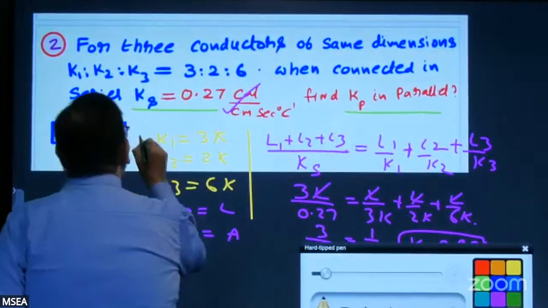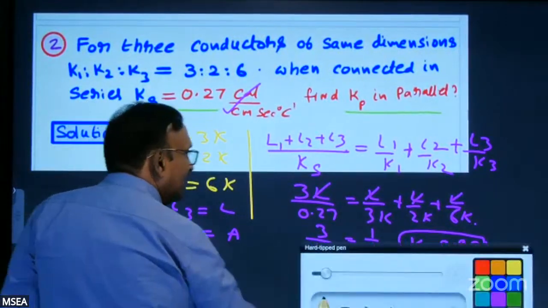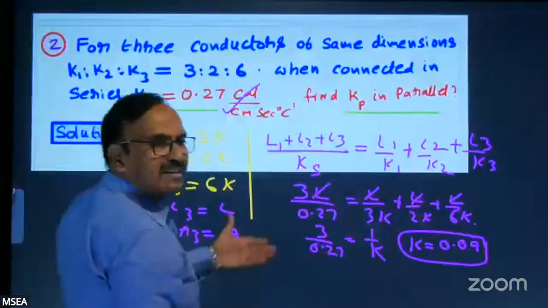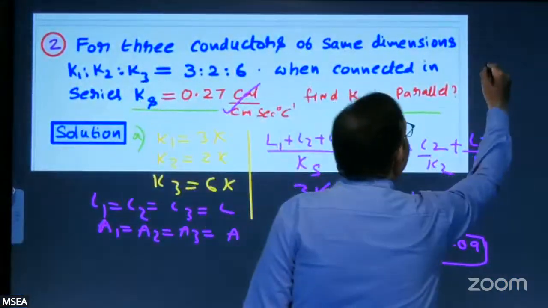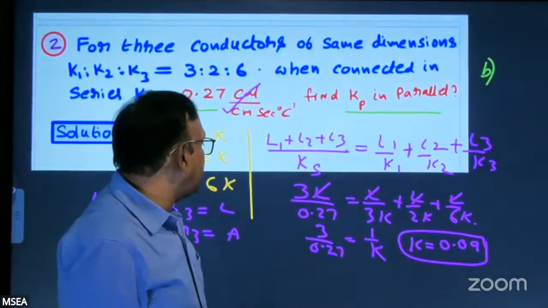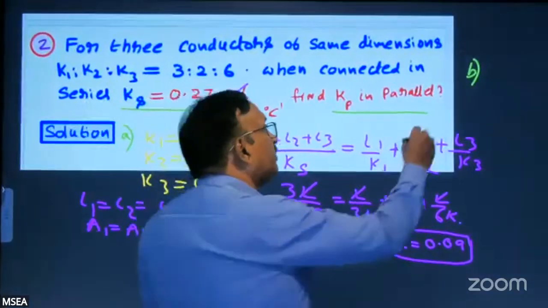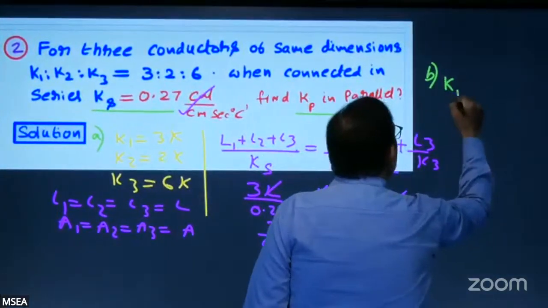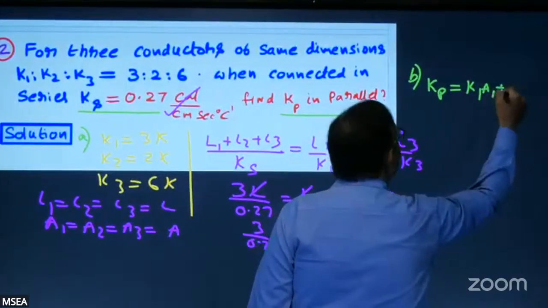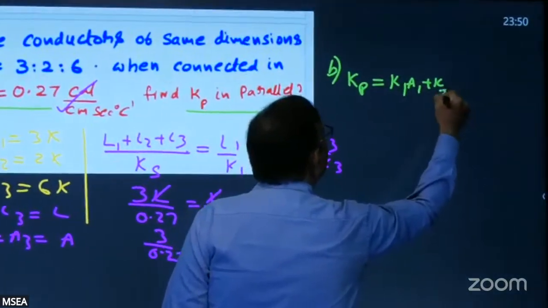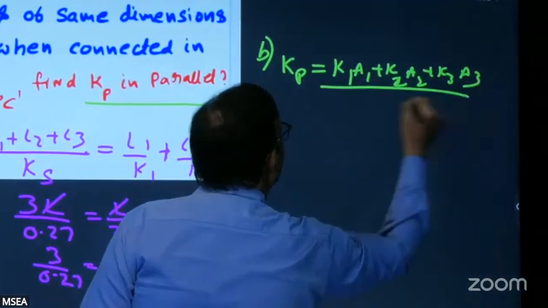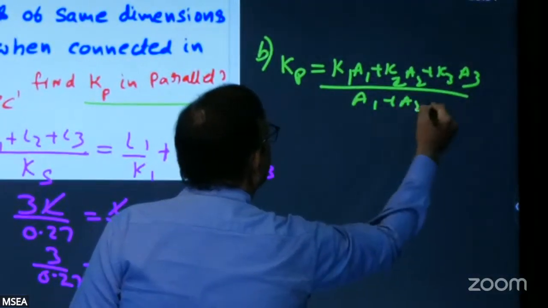When the exam is of a slightly next level, this question may find its place. So part B: we want to know the effective thermal conductivity in parallel combination. What is the formula for effective thermal conductivity in parallel combination for any number of conductors? K1A1 plus K2A2 plus K3A3 divided by A1 plus A2 plus A3.